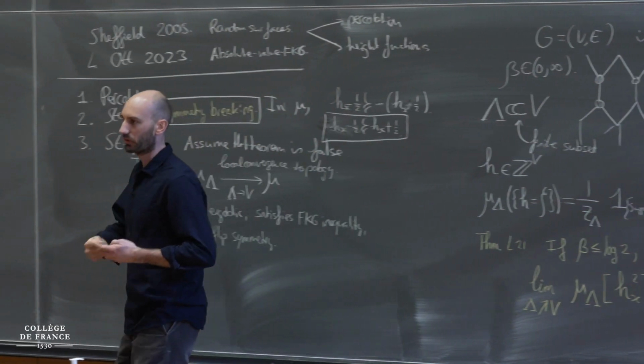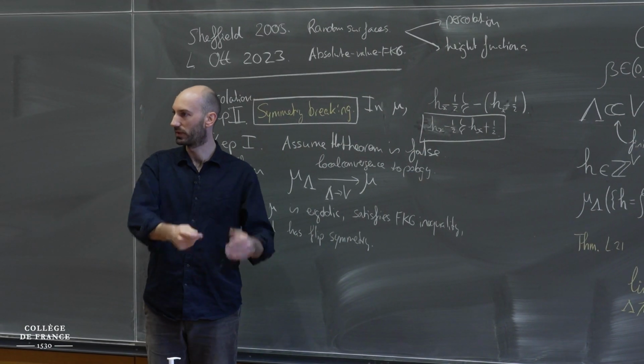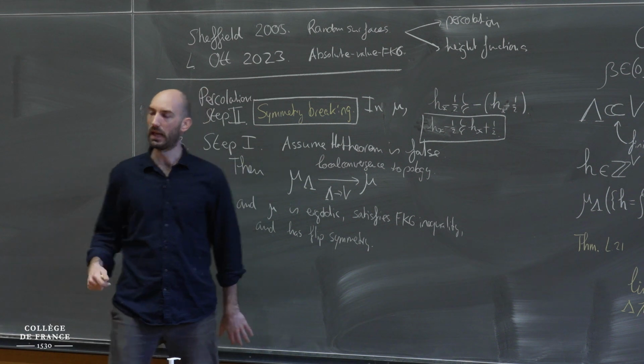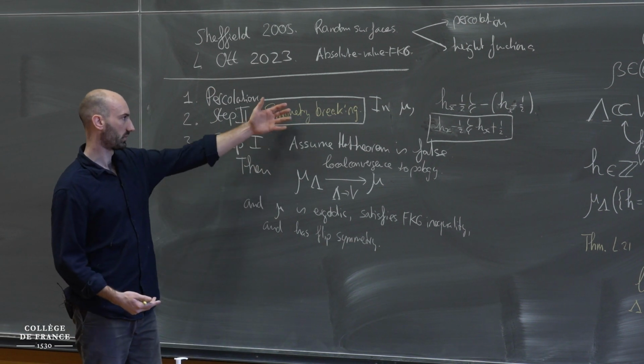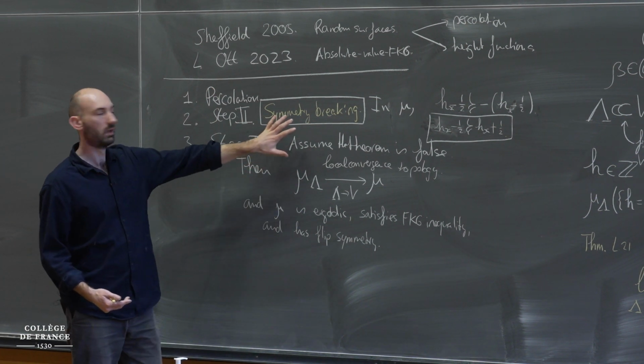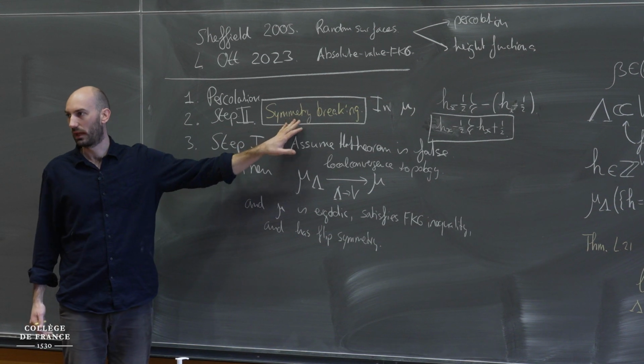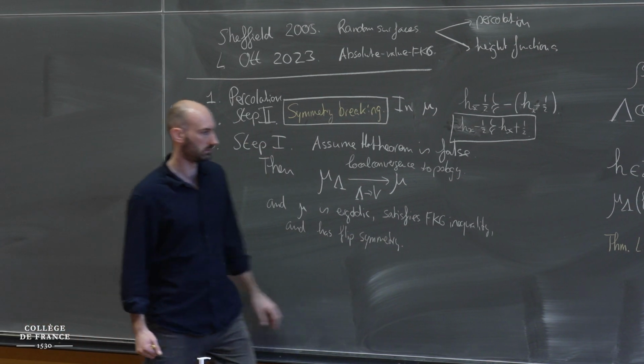So if the model is localized, then we can make sense of this limit. This is all perfectly fine. And then to get the contradiction, we assume that it's localized, and then we use this symmetry breaking. And that's where we use the requirement.